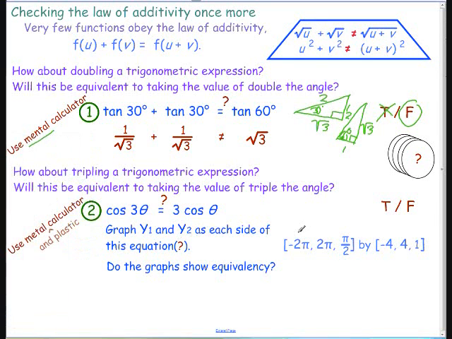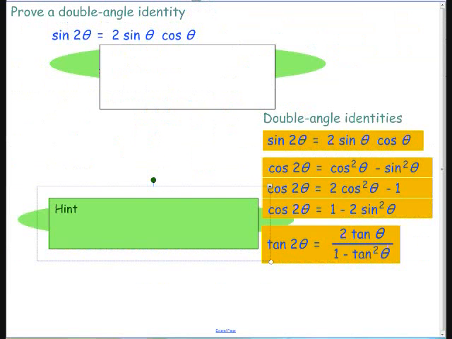All right. So this statement here is false. These are not equivalent. So tripling doesn't work. Doubling doesn't work. You can't just use this law of additivity. All right. So what can we do?